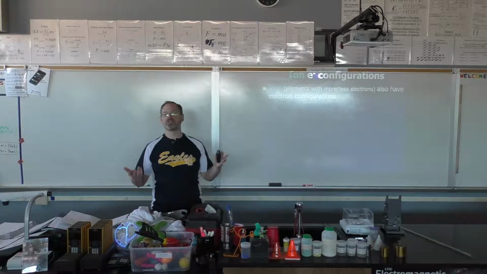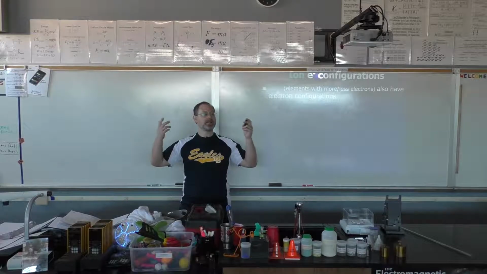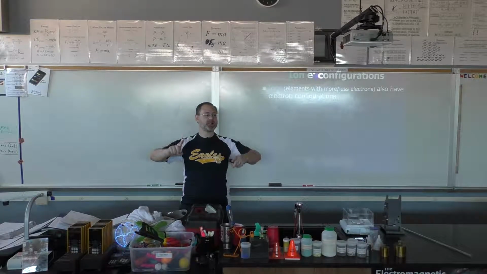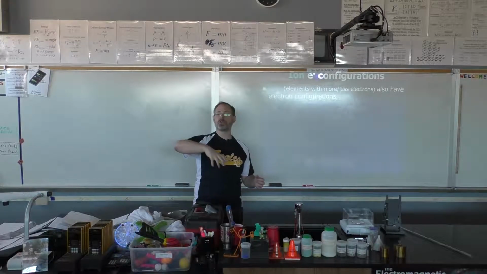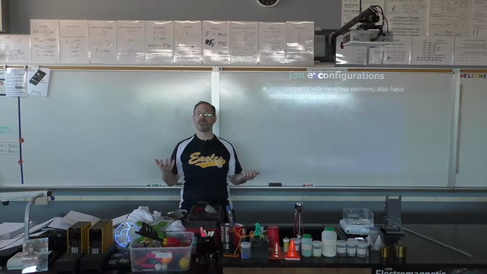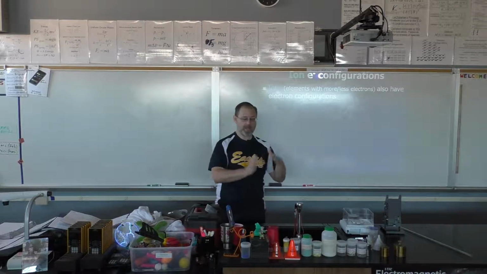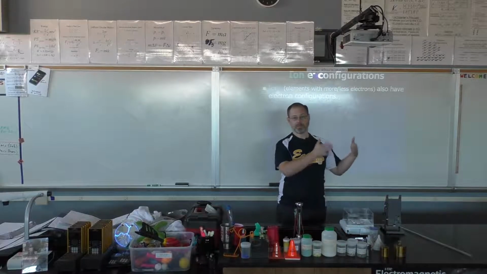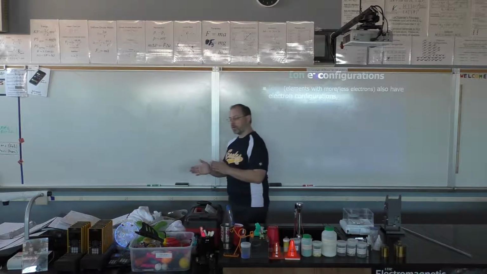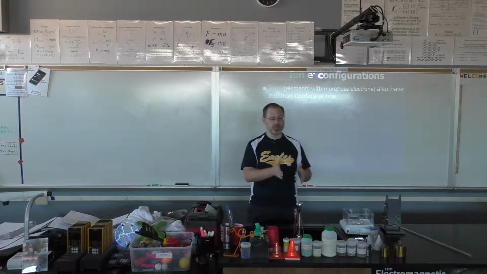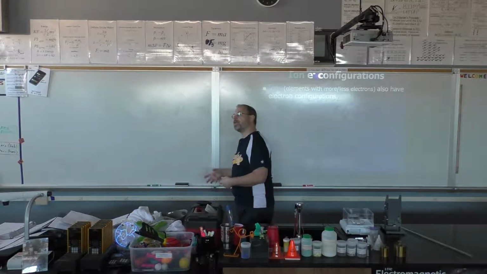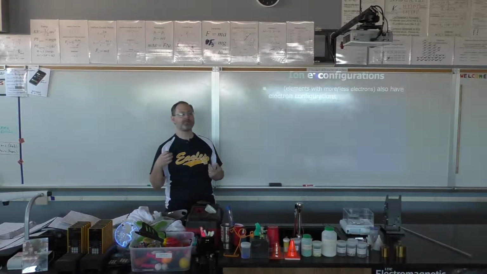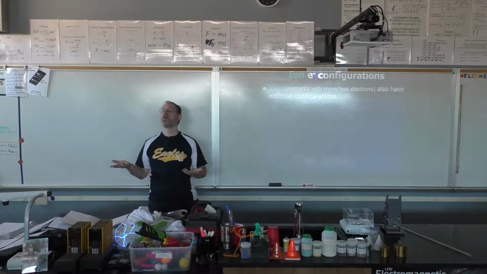What is the charge of an electron? Negative. Charge of an electron is negative. So, if you add an electron to a neutral atom, that atom becomes negative. 0 plus -1 equals -1. 0 plus -2 equals -2. On the other hand, if you take away an electron from a neutral atom, that atom becomes positive.